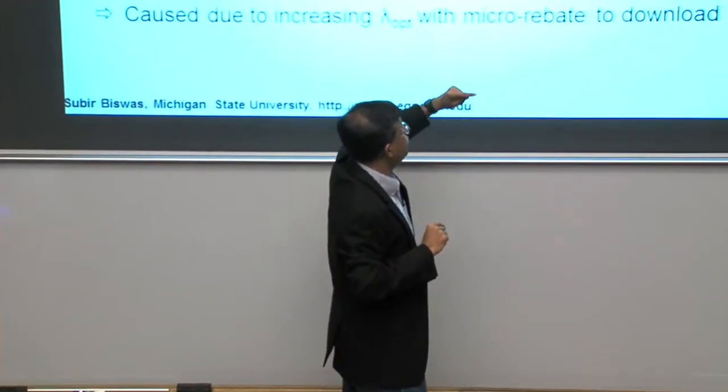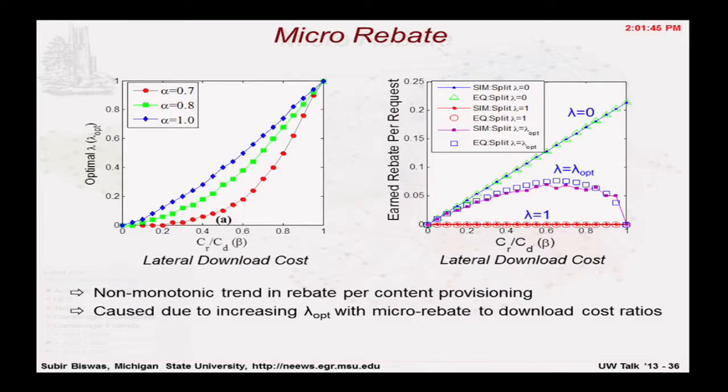But if you are in between, for example, lambda equal to lambda opt, that is the point at which Amazon, in this example, is going to be interested to set lambda equal to lambda opt because that's where its own cost is minimum. As you increase beta, or as you increase the download cost, initially the rebate goes up and then it starts going down. This tells you, if you want to optimize the system in terms of giving the most rebate out, how you set beta so that it gives maximum rebate out.